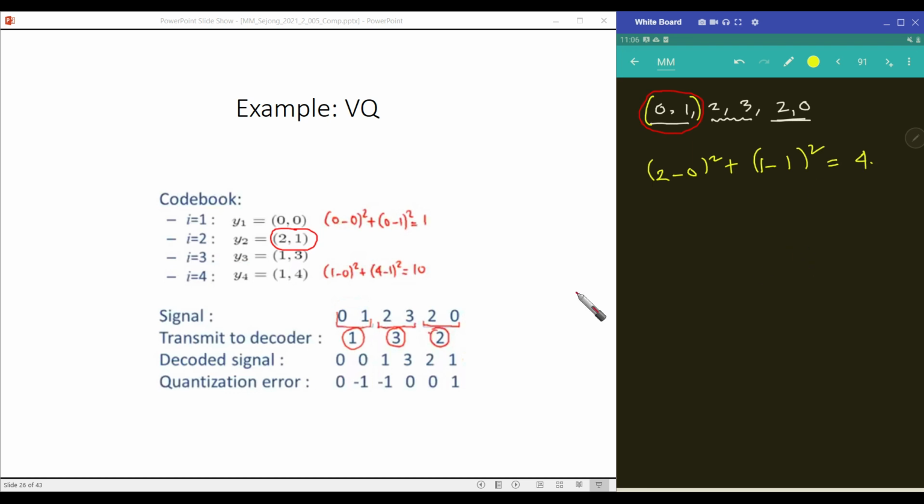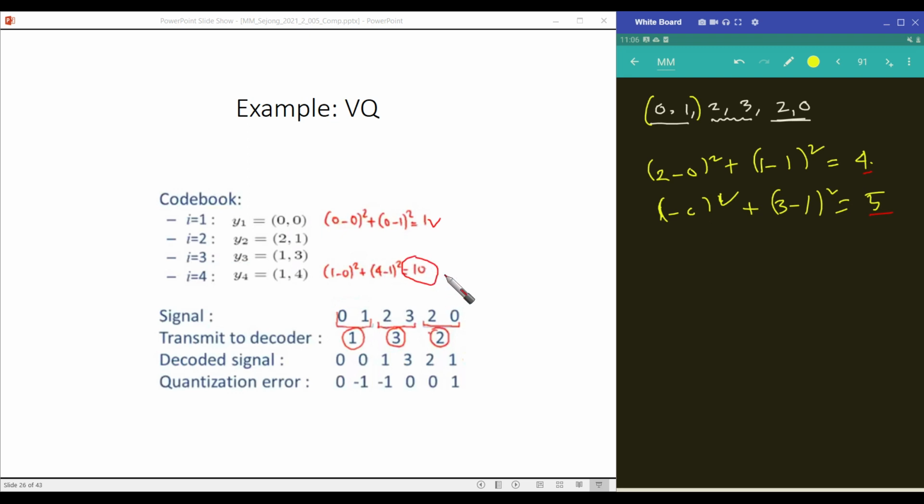And how about the third one? What is the distance between this one and this one? Again, it is very simple: 1 minus 0 squared plus 3 minus 1 squared equals 5. And then the distance with this one, which I have already calculated here, is 10. It is that simple. Now see, the distance is 1, the distance with the second code word is 4, with the third code word is 5, and from the fourth code word is 10.